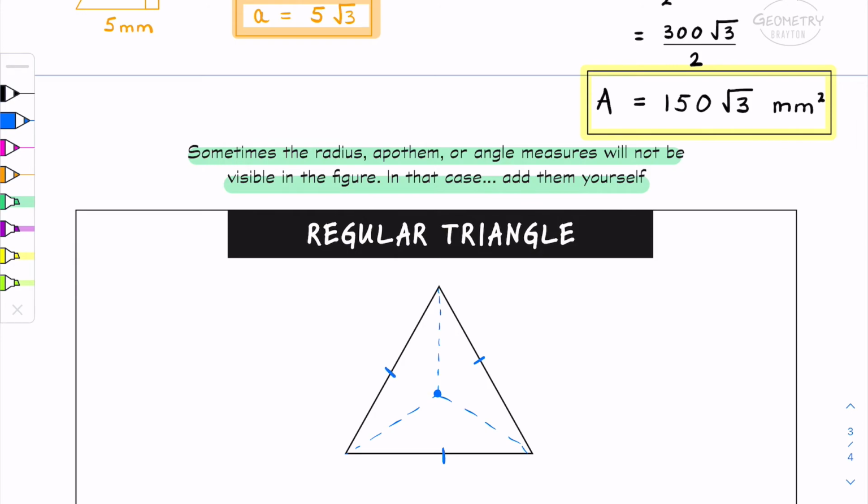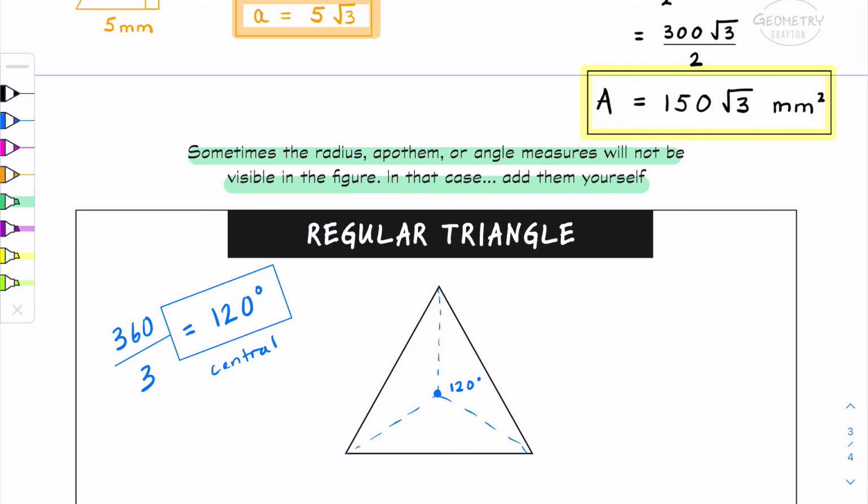Well, if we go back to the beginning in the definition of a regular polygon, it says all angles are the same. So if we have 1, 2, 3 angles right here, we know that the total would be 360 divided by 3 for 3 angles, which gives us our central angle measure of 120. That means all 3 angles are 120.